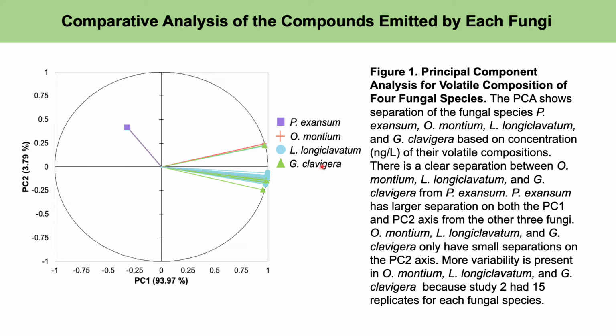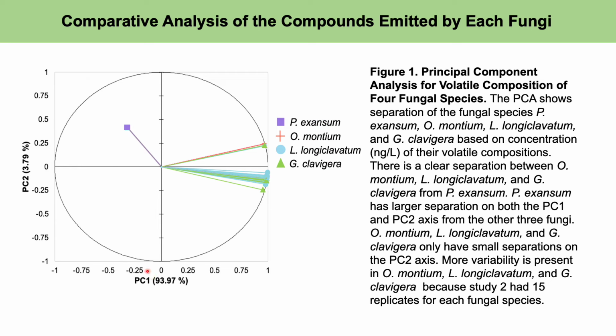And so what I did was I created a principal component analysis for the volatile composition of four fungal species, and I did this by comparing the concentration of their volatile compositions for the four fungal species that are listed here in this figure. And as you can see, P. expansum has the largest difference from the other three, and these three belong to paper 2, and then P. expansum is from paper 1.